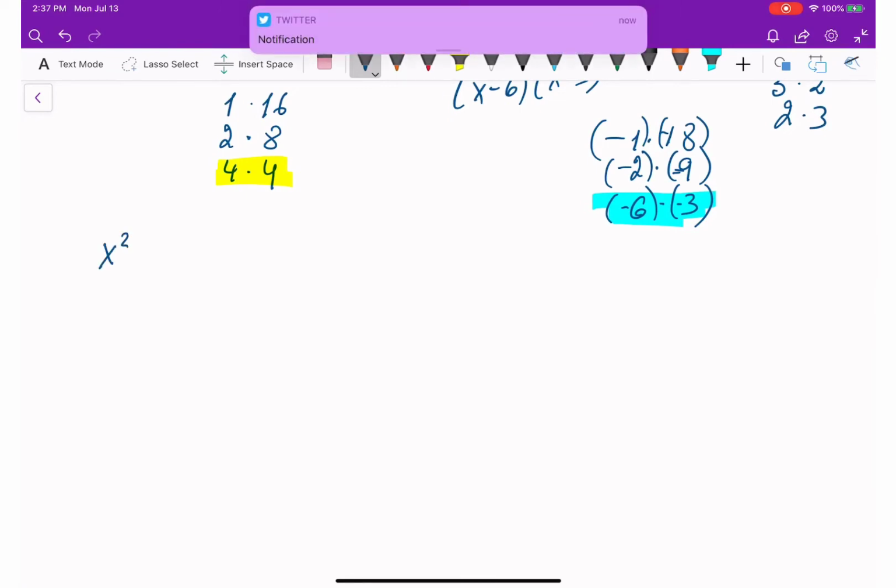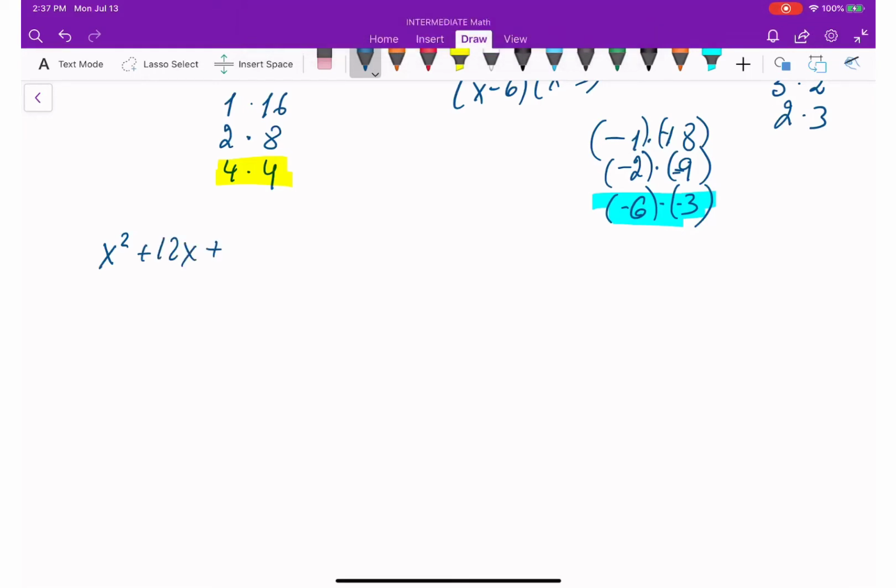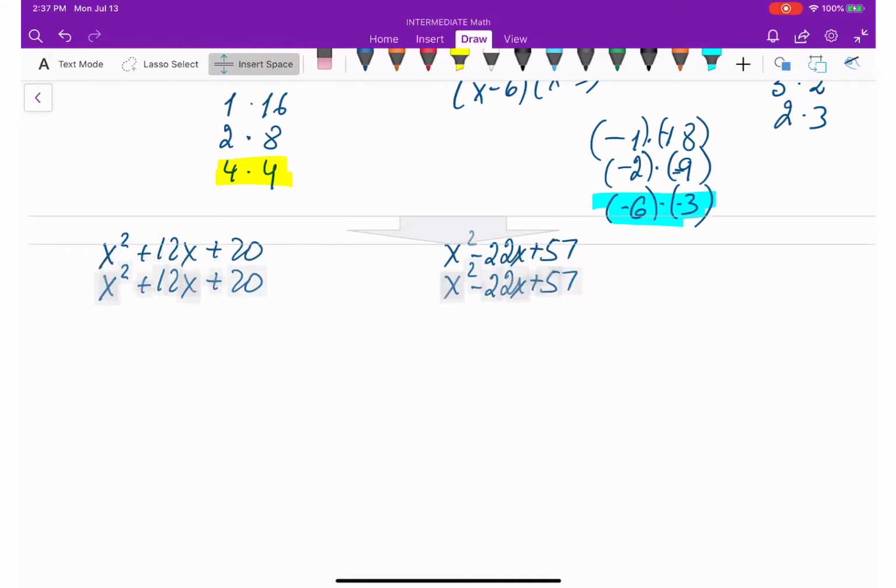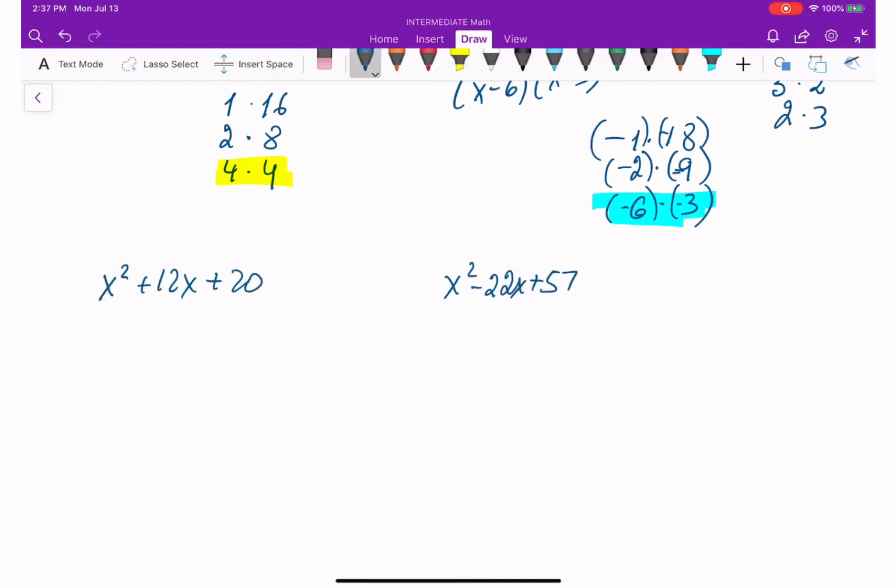x squared plus 12x plus 20. And on this side, x squared minus 22x plus 57. All right. So let's see what we are going to do here. So what do we have?